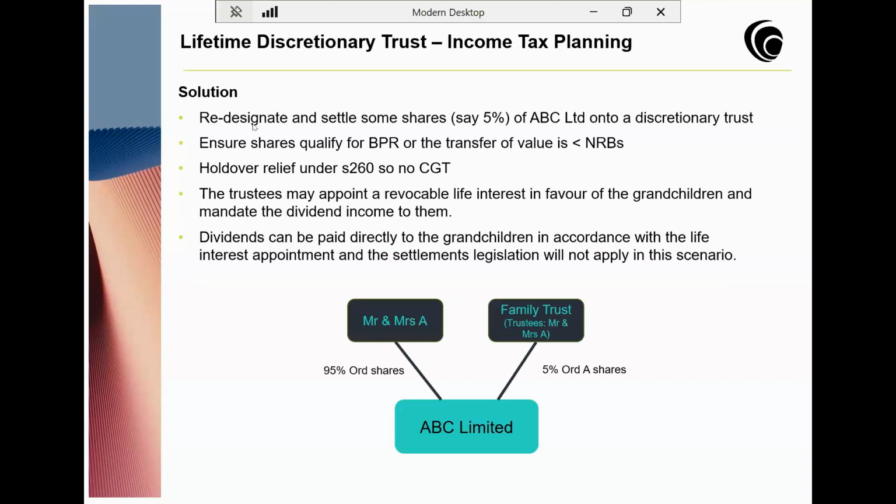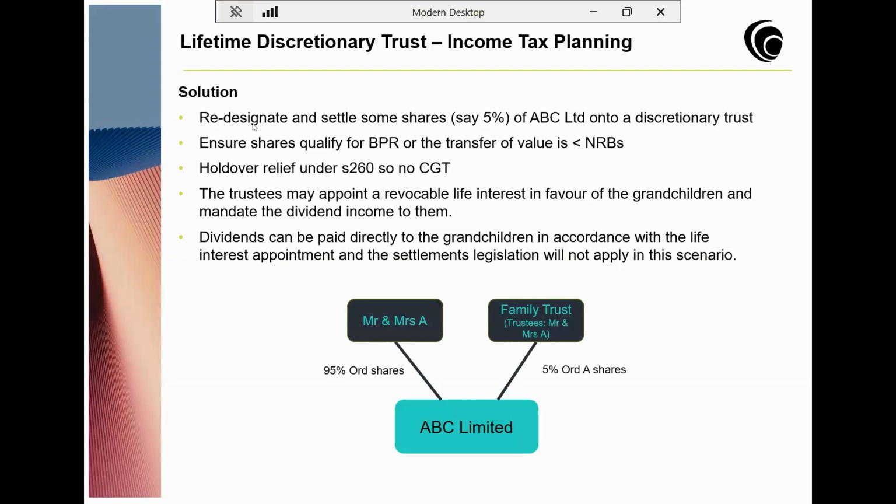What they could do to improve the income tax position on further dividends, or dividends specifically for the benefit of the grandchildren, would be to redesignate and settle some of the shares of ABC Limited onto a discretionary trust. And I'm suggesting here perhaps 5% of the share capital. Okay, they would ensure before doing this that the shares qualify for business property relief, or the value of the transfer is less than the available nil rate bands they have available to them.